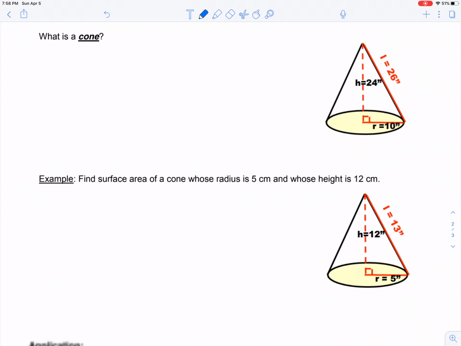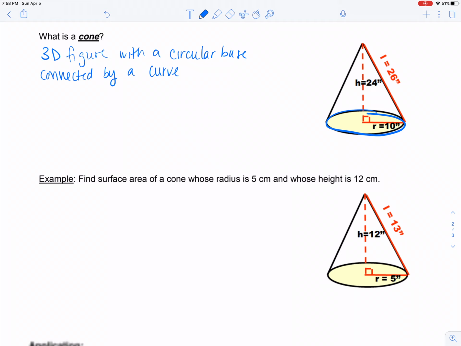Okay, so a cone has to be a separate category just like the cylinder because the base is a circle, which is not a polygon because there's no sides. So a cone, again, is a 3D figure with a circular base rather than a polygon base, connected by a curved surface to a single vertex.